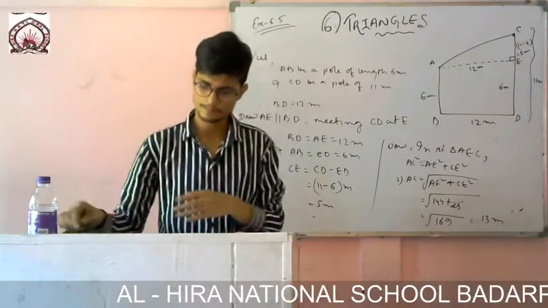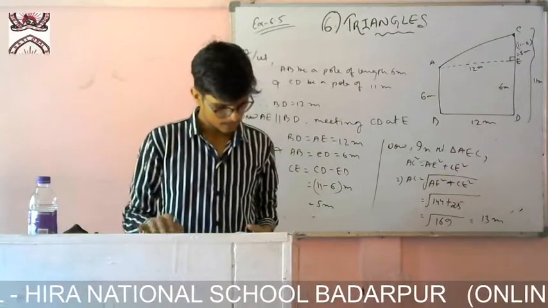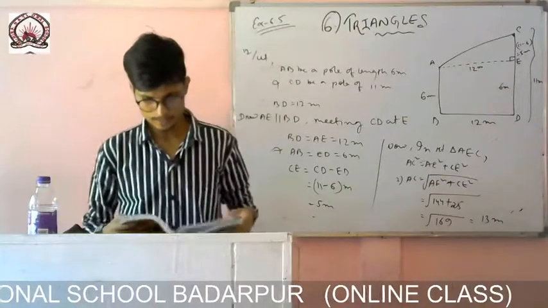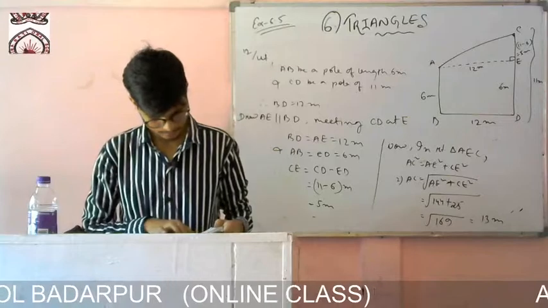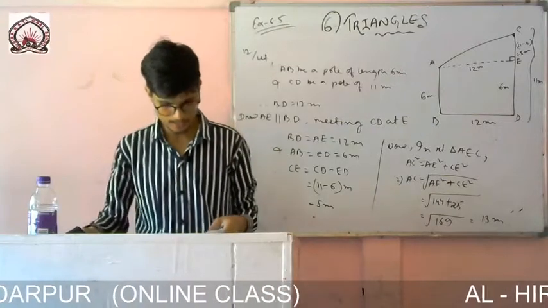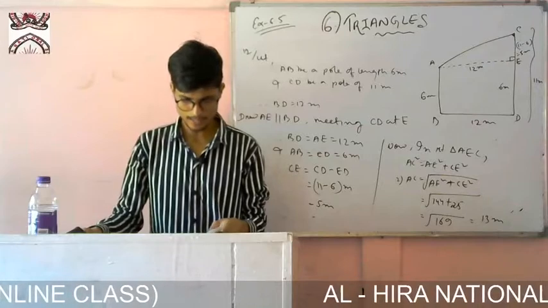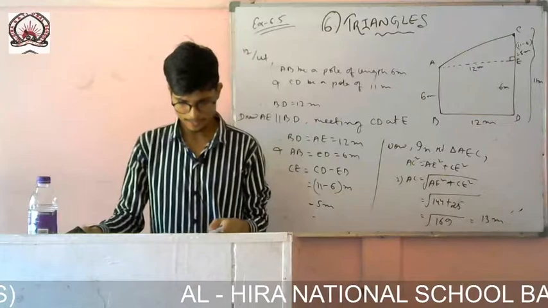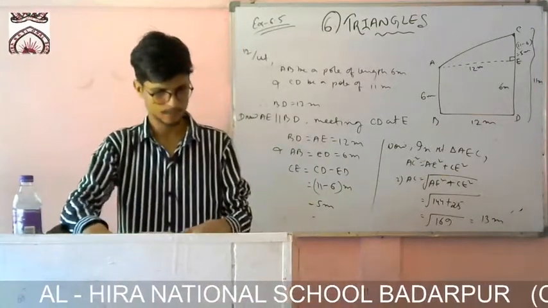Question number 13. It is given that D and E are the points on the sides CA and CB respectively of triangle ABC, right-angled at C. Prove that AE square plus BD square is equal to AB square plus DE square. So again, back to that type of sum.